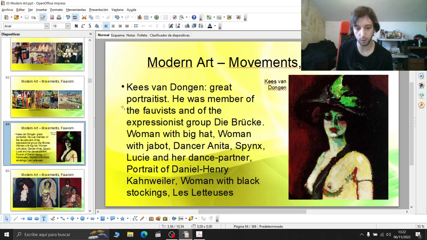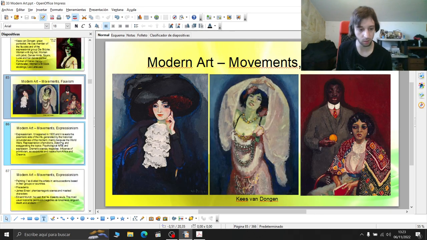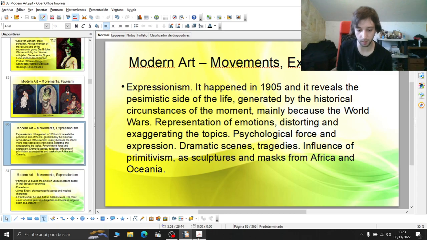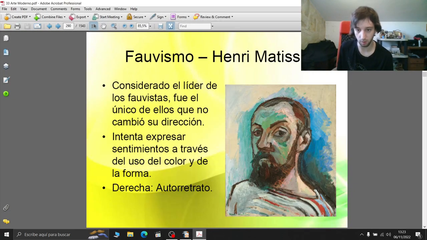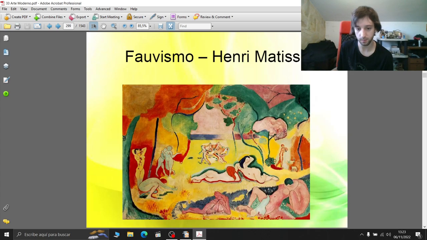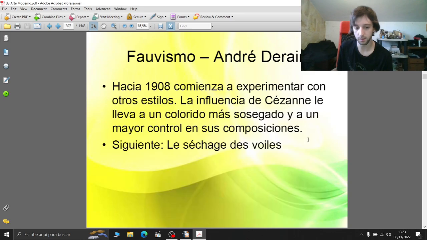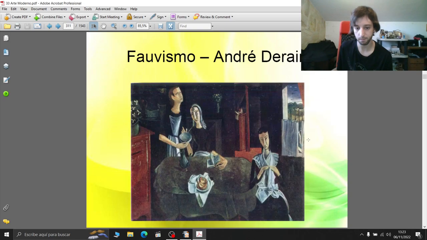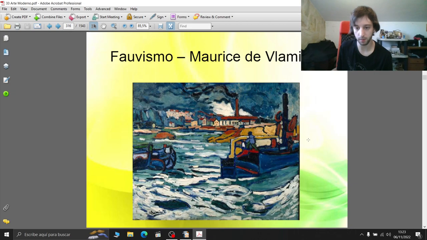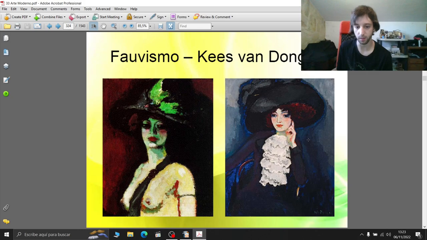Kees van Dongen, great portraitist, he was a member of the Fauvist and of the Expressionist group Die Brücke. Here are some of his paintings. Kees van Dongen, now Expressionism, but first some more pictures. Henri Matisse, André Derain, Maurice de Vlaminck, Albert Marquet, Kees van Dongen.